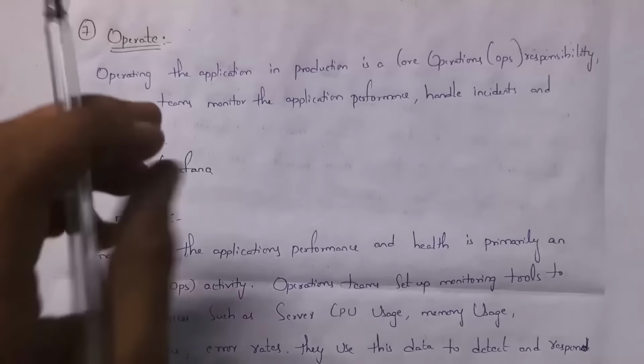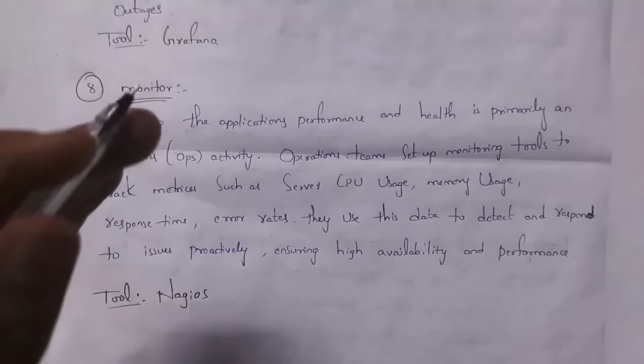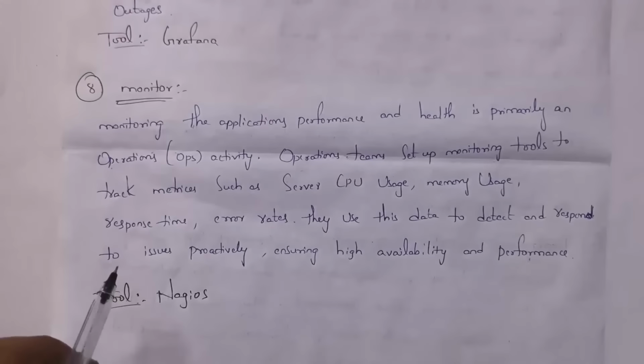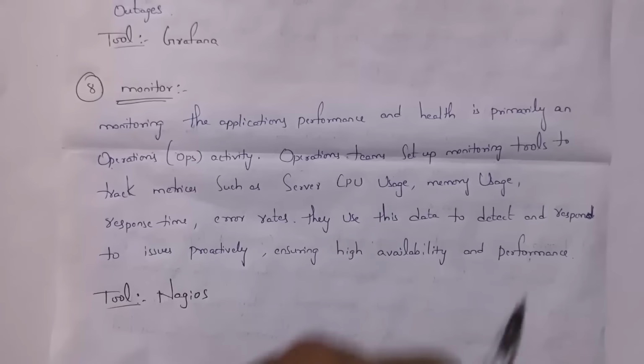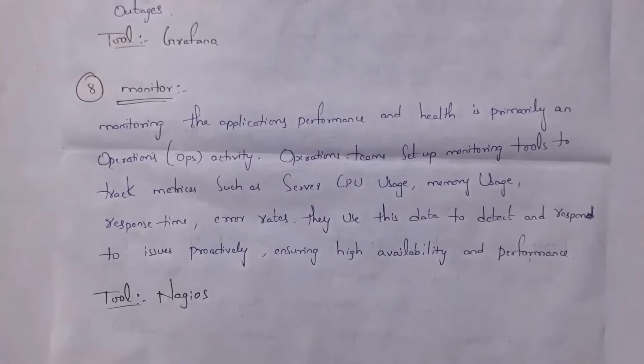And the last one is the monitor stage. This monitoring stage is also handled by the operations team. Here the operations team uses various kinds of monitoring tools like Nagios. With them they can easily identify how much memory the software is consuming and also how much CPU power it is consuming, within how much time the software is giving a response, and the error rate. All this can be monitored by using monitoring tools like Nagios.